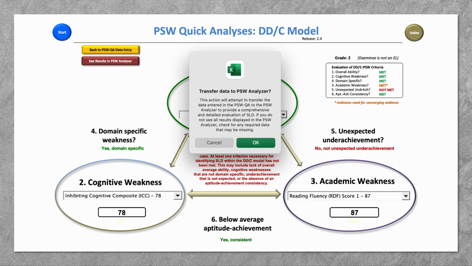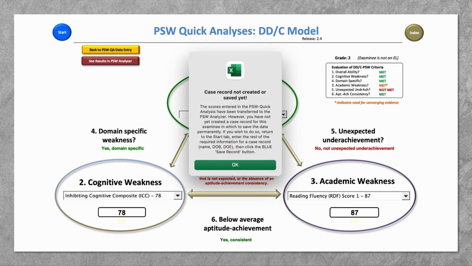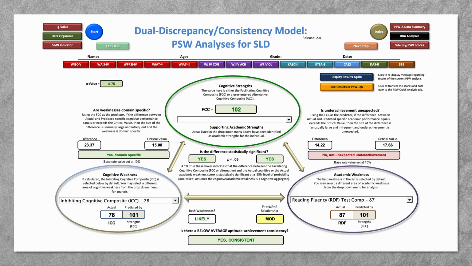And then I get a pop-up that confirms I want to transfer the data. Then I get a reminder that I never created a record for this kid, but I like to live on the edge. And here we go. This is the exact same outcome I would have gotten if I had gone through all the test tabs, entered every subtest and every achievement score, transferred everything to the data organizer, and so on. The only difference is that when you get here the traditional way, you get a pop-up that summarizes the findings.